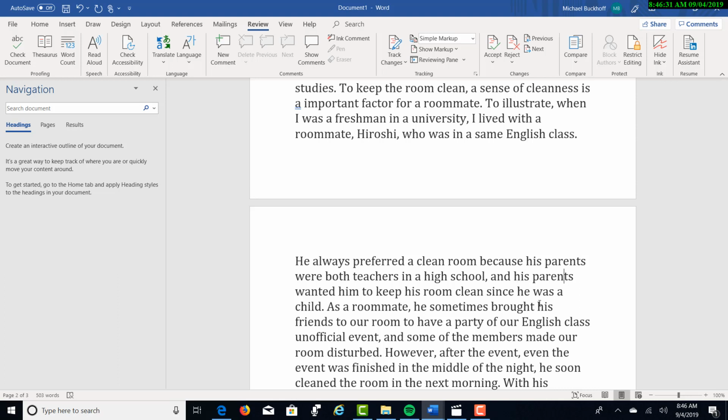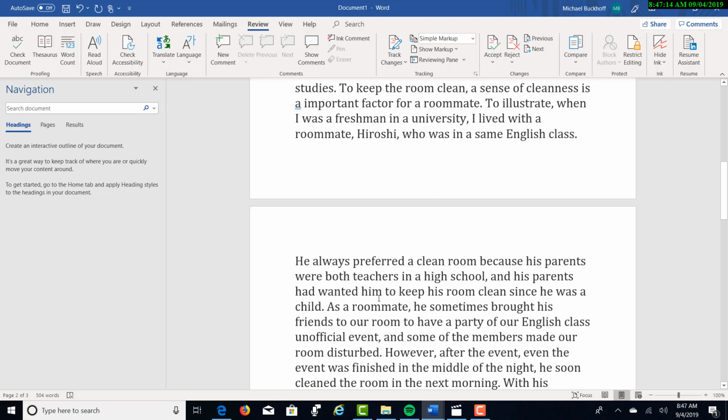And his parents, I'm going to put had always, had wanted him to keep his room clean since he was a child. So you're using since, right? So you got two choices here, either the present or the past perfect. Because you're talking about something in the past, and his parents had wanted him to keep the room clean before that time, up until that time, I'm going to use the past perfect there. So, and his parents had wanted him to keep his room clean since he was a child.